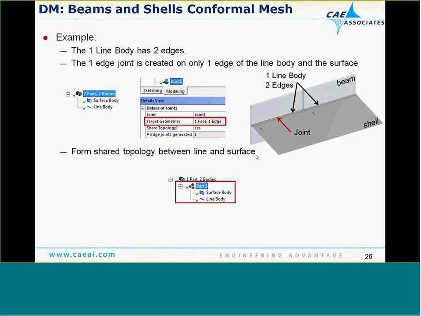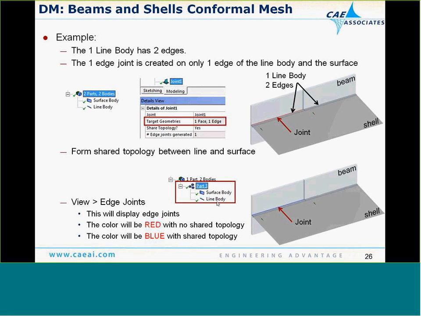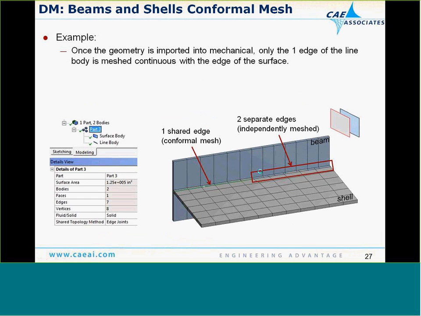And when we do that, we then form a new part, shared topology. And if you want, in Design Modeler, you can view the edge connections, and then it turns this edge blue. So that means that we have an edge joint there, it's in shared topology, and there's going to be a continuous mesh at this location. Before we form the part, but we had the joint in there, no shared topology, it's red. So you can verify in Design Modeler that you're going to get a continuous mesh.